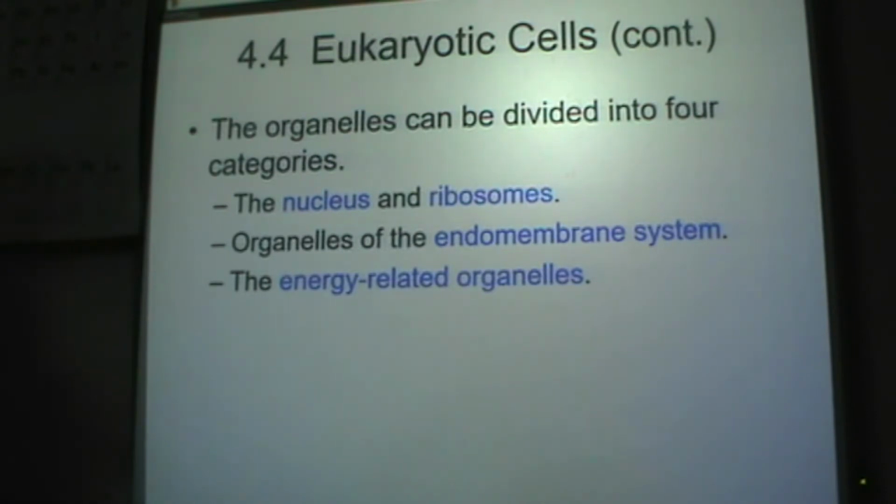Energy-related organelles, 2 different types. What's our energy? The powerhouse of the cell. Mitochondria. Mitochondrion is one, but we all have a bunch of them, so mitochondria. Plants have one. What's the one in plants? Sunlight into chloroplast.